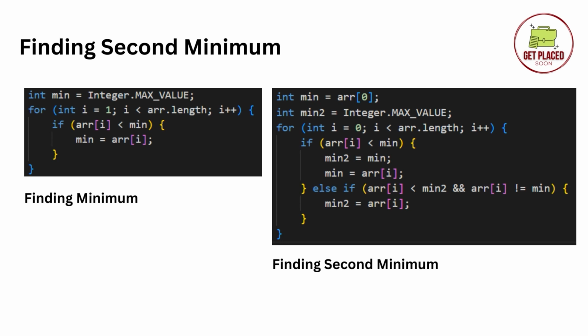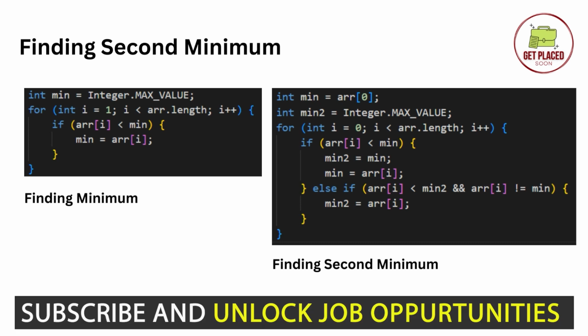So this ensures that min2 always holds the second smallest element. I hope you understand the if part in the for loop. Now going to the else if part in this for loop. If the current element is not less than minimum, we check if it is less than min2. If it is, we update min2 to the current element. So this again ensures that min2 always holds the second smallest element.